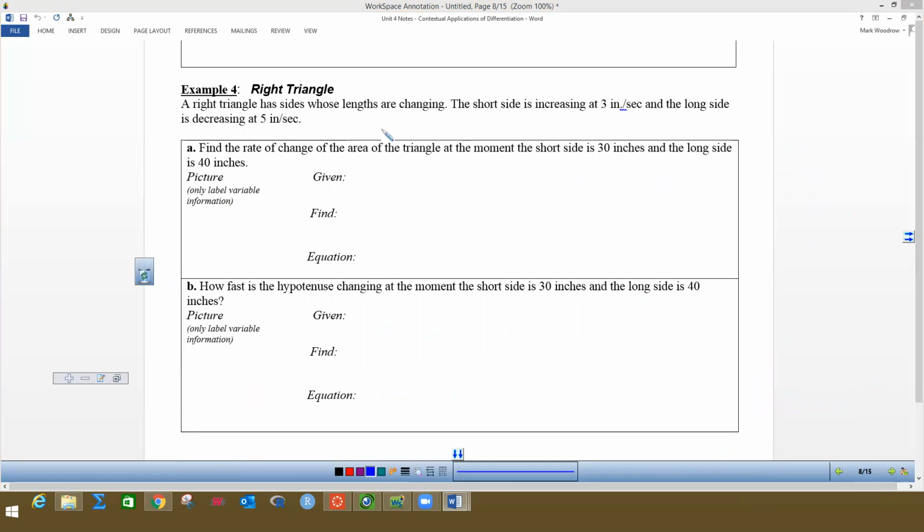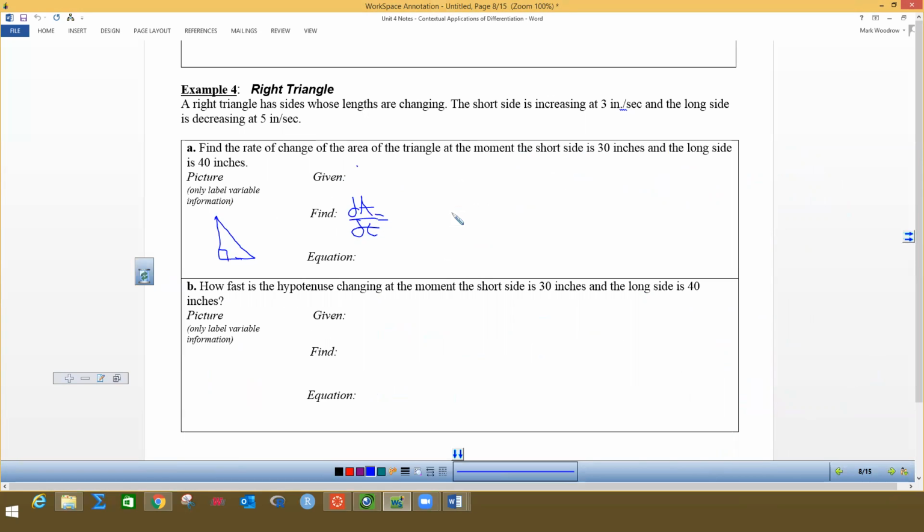So let's see what it says here. It says a right triangle, so I'm going to draw a right triangle over here. Find the rate of change of the area. So we're finding the rate of change of the area. So what we're finding is dA/dt again.